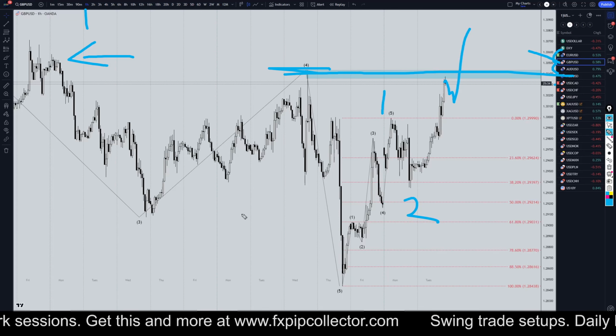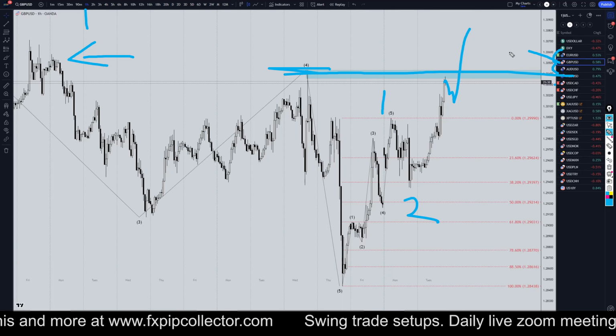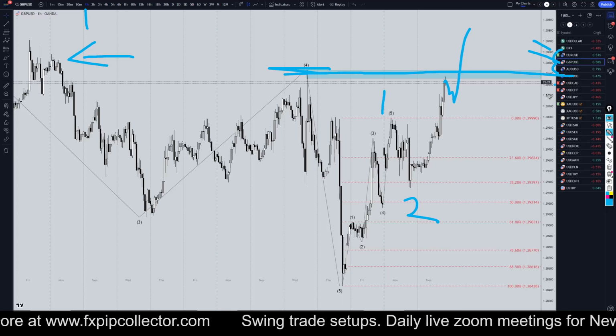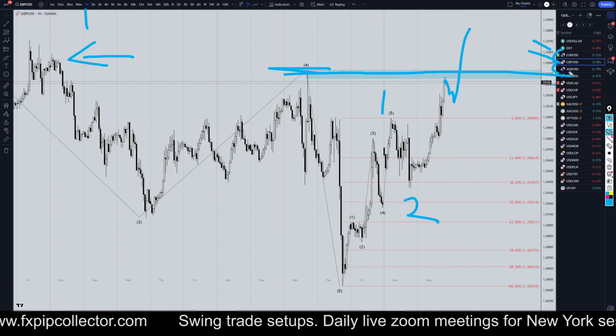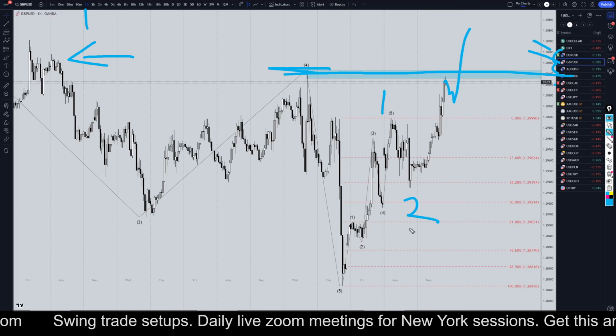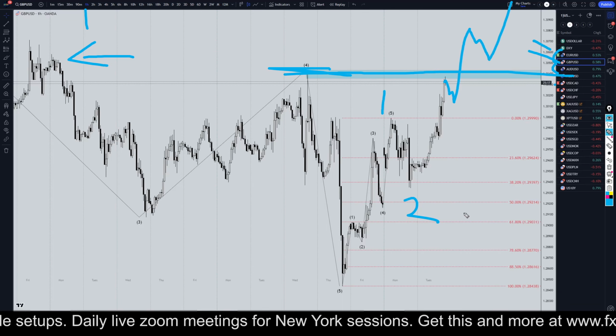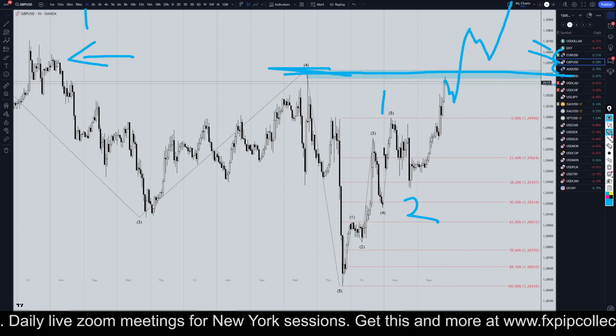Once we get that break of structure, I definitely will turn into a buyer. I haven't traded this one to the long side yet, but I am definitely trading some of the other dollar pairs that have already broken structure, like the euro dollar, the dollar CAD, and the dollar Swiss. So once that break of structure happens, I'm definitely going to become a buyer at the end of every single pullback I see.